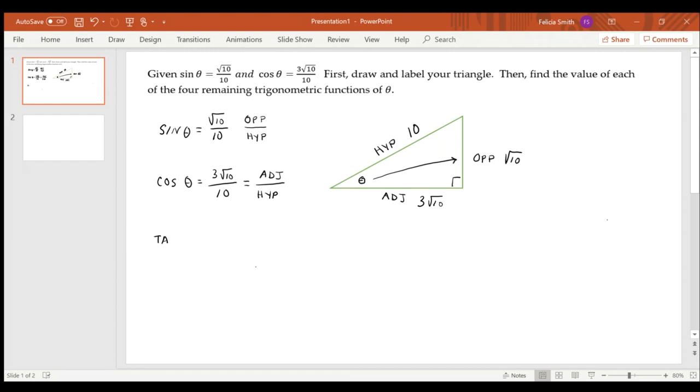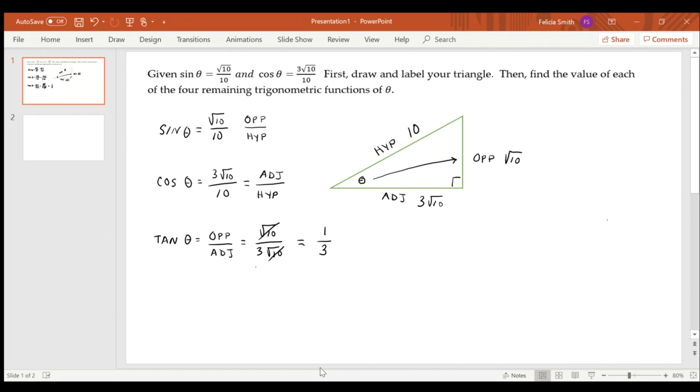Now let's go ahead and find the value of the other 4 remaining trig functions. Tangent of theta is the same thing as our opposite side over our adjacent side. Our opposite side was radical 10, and our adjacent side was 3 radical 10. Now, we want to make sure we go ahead and reduce our fractions. We also want to make sure we're rationalizing our denominators when it applies. So the radical 10, top and bottom, is going to cancel, and tangent of theta is going to give us 1/3.